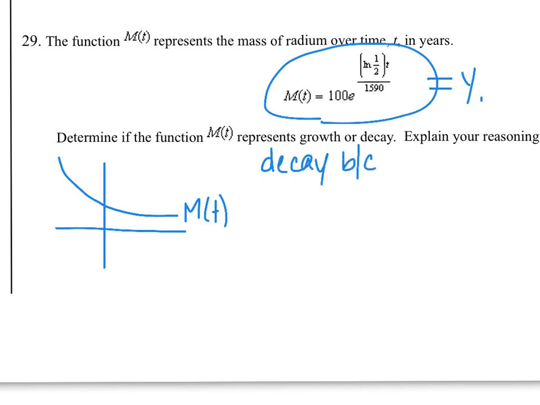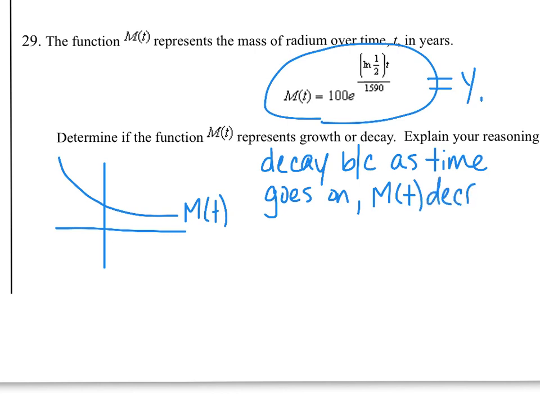I'm just going to abbreviate because as time goes on, m of t decreases. And that would show that you have a decay. Okay? The other thing that you could do is you could look at the table of values, and you'll see that as the x values increase, which represents time, your y values are decreasing. So that's another way to look at it. Then I would probably show a table of values, but I like this way. That's just me personally.